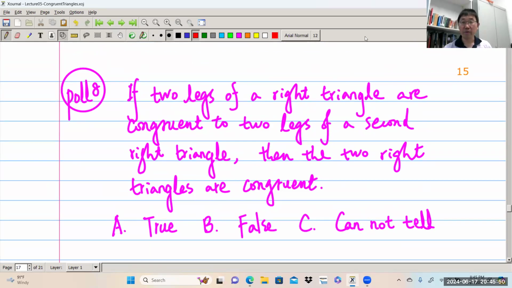Now, how about problem number 8? Yes, true or false problem, okay? If two legs of a right triangle are congruent to two legs of a second right triangle, do you think these two right triangles must be congruent? Draw your picture here. Two legs. What are the two legs of a right triangle? They are the two sides adjacent to the right angle.